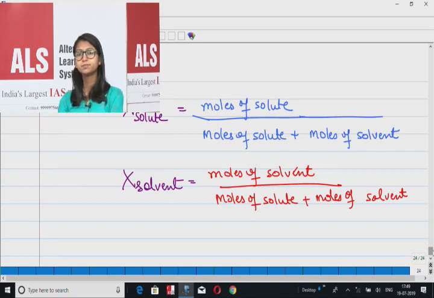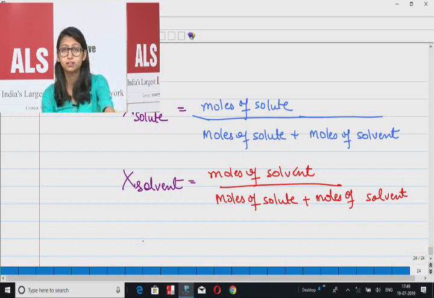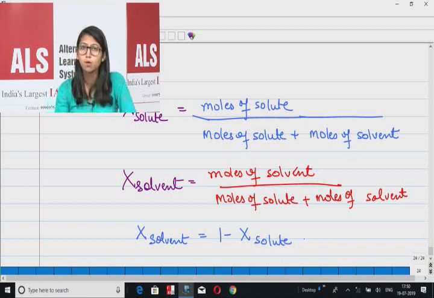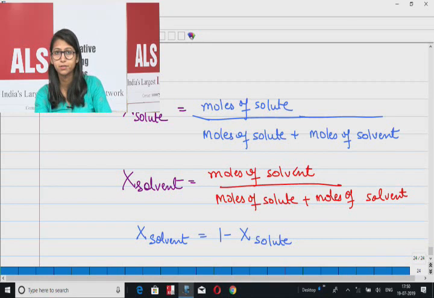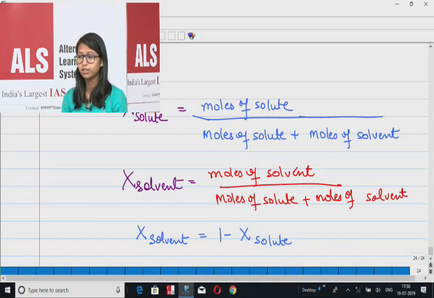Clear everyone? And you know, sometimes this is also written. Now you people will tell me how we can write the expression which I'm going to write now. If I want to find out the mole fraction of solvent, it is 1 minus mole fraction of solute. How many of you understood it? Tell me, I'm waiting. The very last expression, everyone, you are understanding that? How can I write 1 minus X of solute? X is the mole fraction, right? Write down those who have understood it.